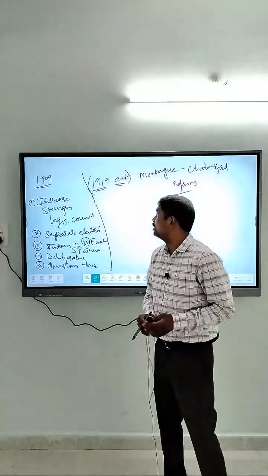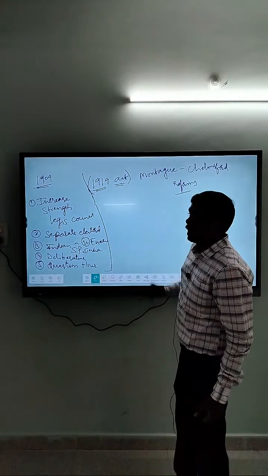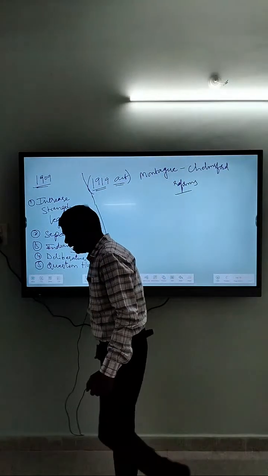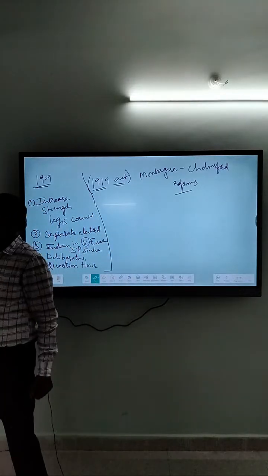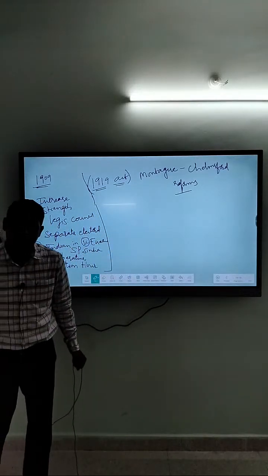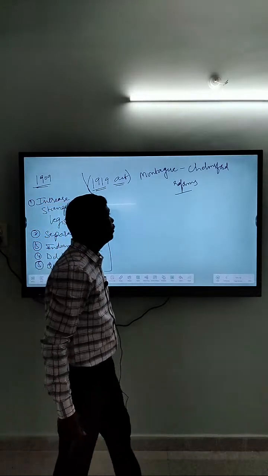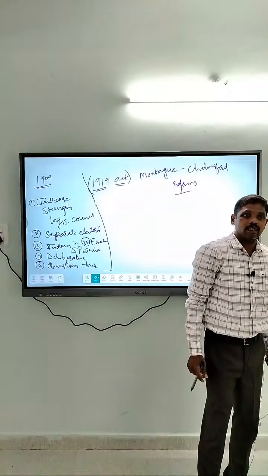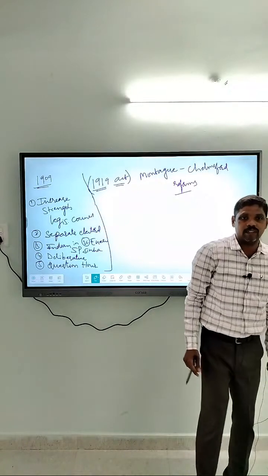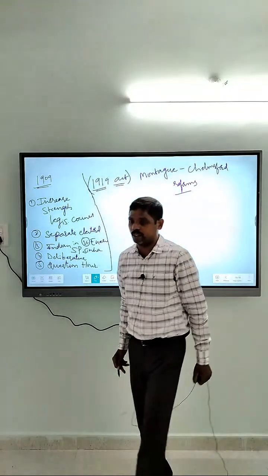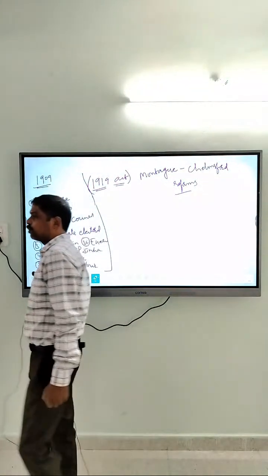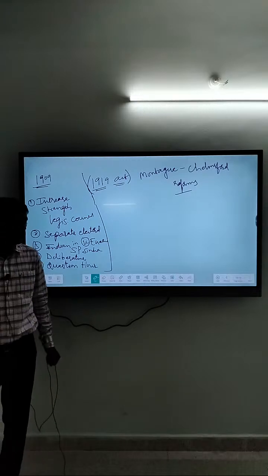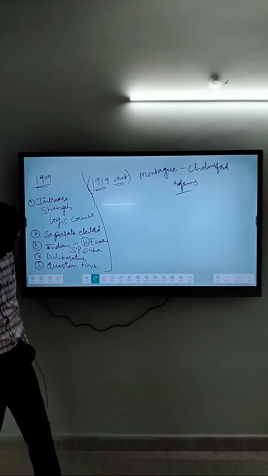So the 1919 Act is also known as the Montagu-Chelmsford reforms. Montagu is the Secretary of State, whereas Chelmsford is the Viceroy of India.